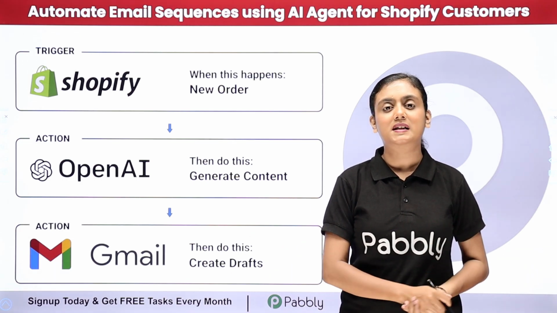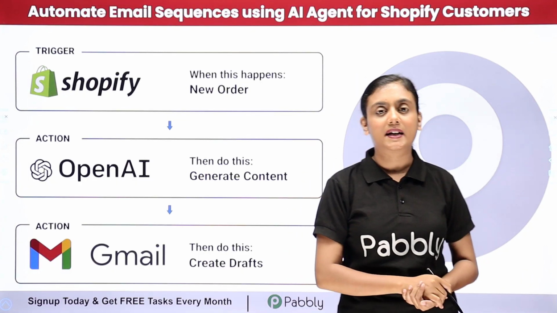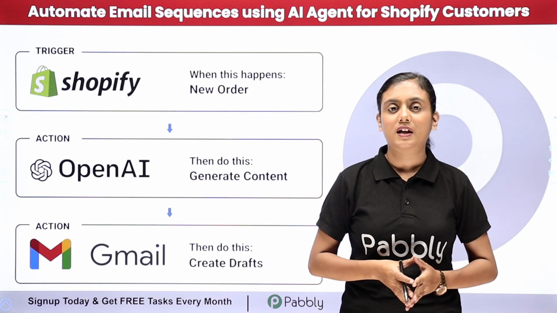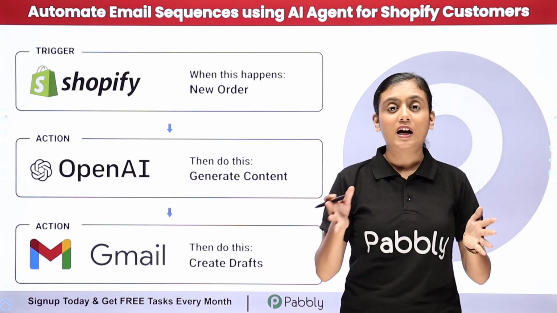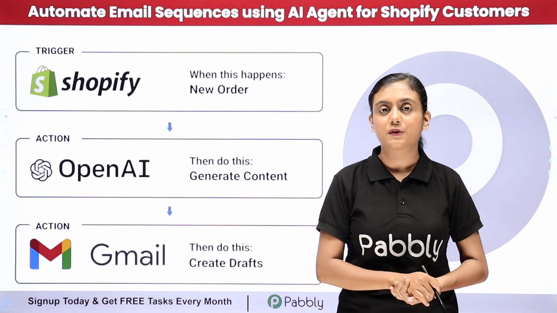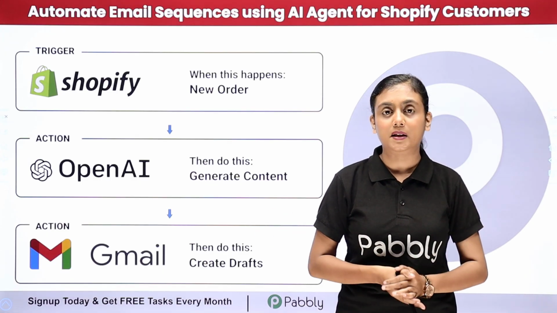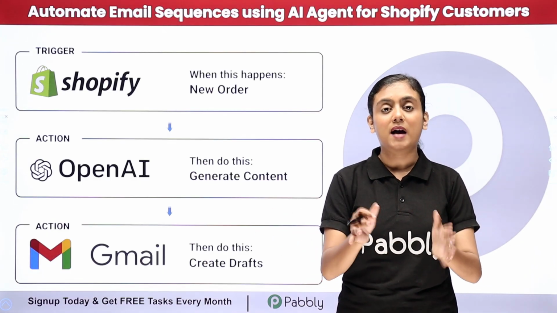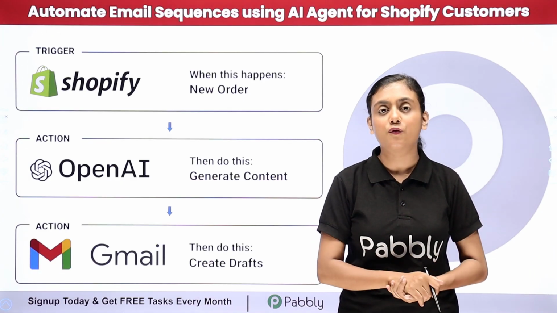In this video, we're going to learn how to automate email sequences using an AI agent for Shopify customers. So I'm an owner of an online fashion apparel store and I manage my online store using Shopify. Here, whenever I receive a new order from a customer, I have to send them a sequence of emails, like the thank you email, with that some offer email and promotional email. Now writing these emails manually is a very time consuming and hectic task as I receive a number of orders.